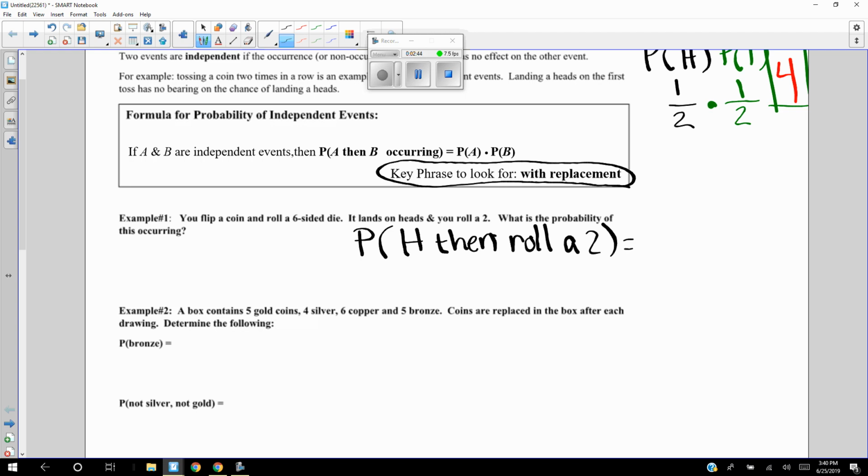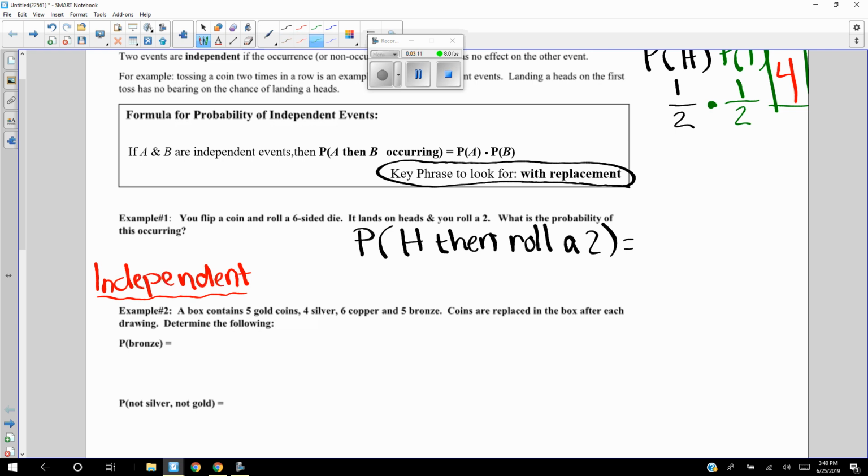So again, it doesn't ask for this, but good habit to get into. This is an example of independent events, because no matter what you get when you flip that coin, whether it's heads or tails, it's not going to affect the probability of rolling a certain number on a 6-sided die. So these events are independent, which means the formula is pretty straightforward.